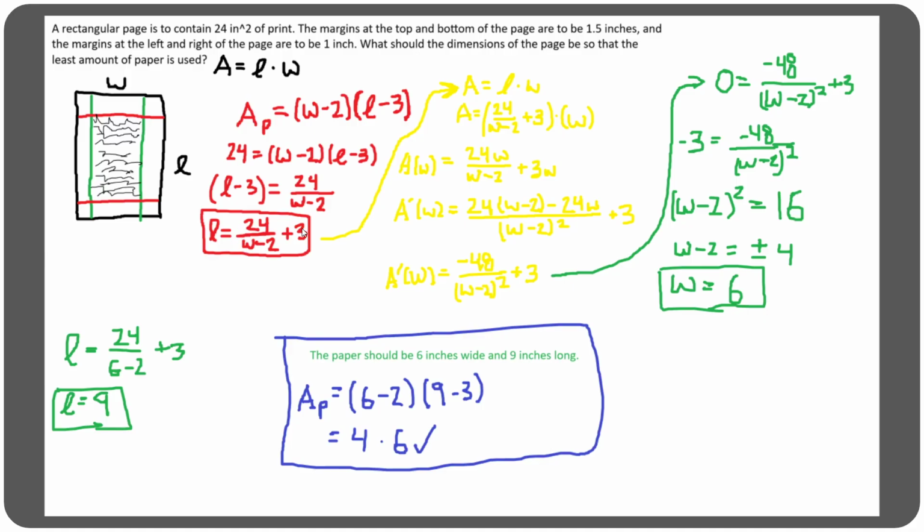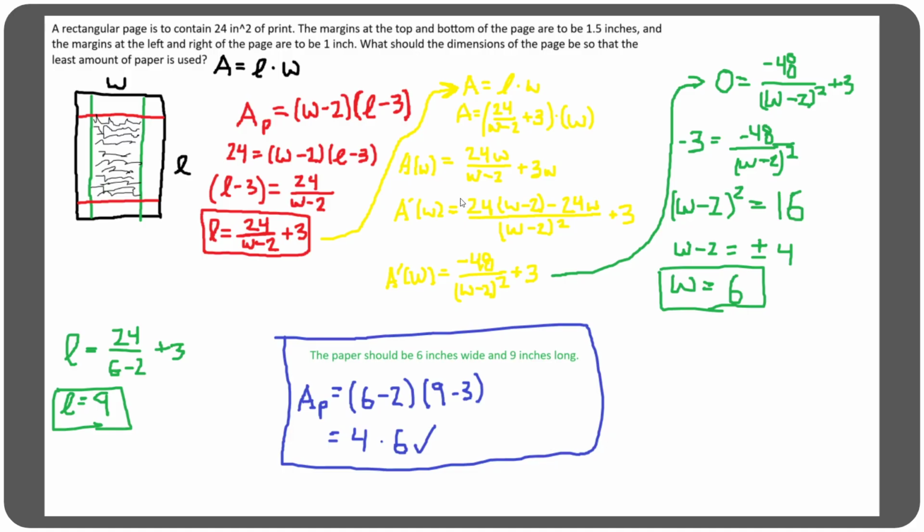minus 2 plus 3. So now that we have one of our variables solved for, we can plug it back into the equation that we've been using for the area of paper and get a function of area in terms of one variable. So you can see this happening right here. You plug in L in this equation, and you get a function of area in terms of width. So using width alone, you can now find the area of a page.